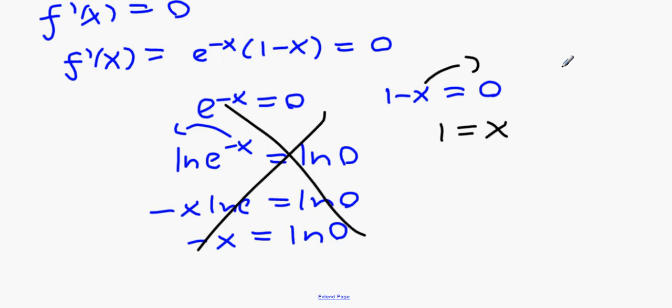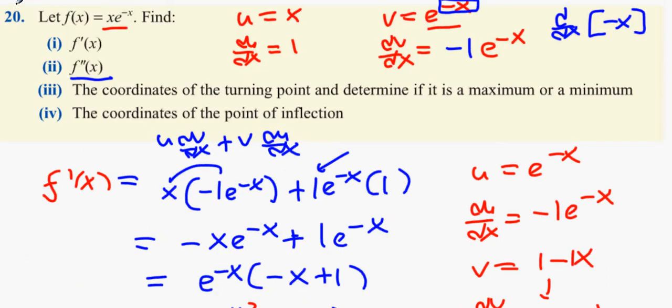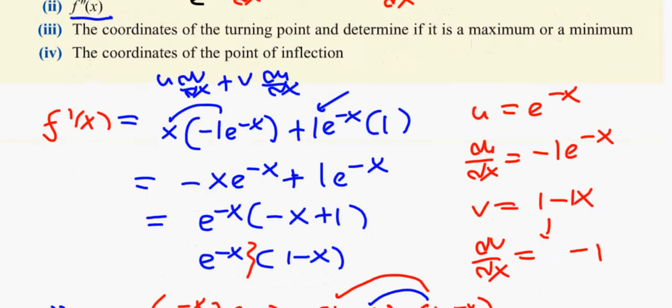We now have to figure out what the y value is. Okay, so we know the x value, but we don't know the y value. We're going to go back up to the original equation and replace x with 1. So it's going to be 1 times e to the minus 1, which is the same thing as 1 over e. So that's the y value.